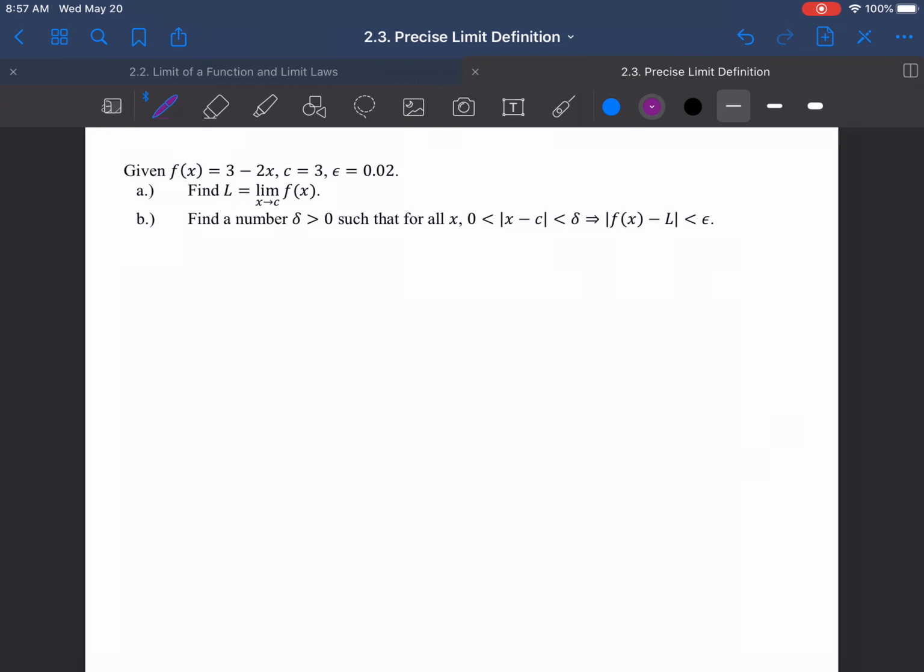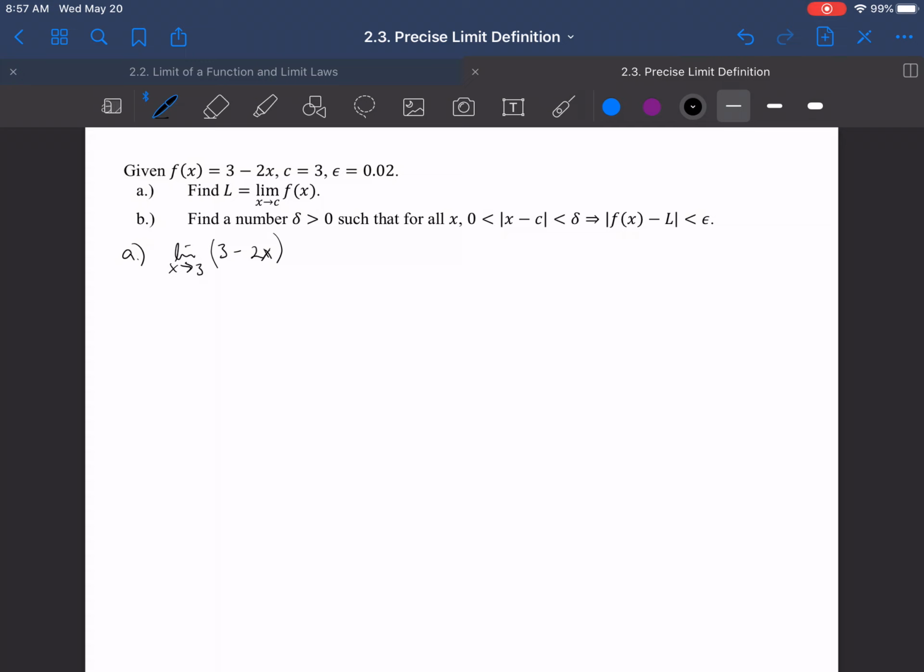All right, let's take a look at this one. So given f of x equals 3 minus 2x, c equals 3, and epsilon equals 0.02. All right, so now the training wheels are starting to come off. We're not being given the limit. We're going to have to find the limit. So let's start with that in part A. Part A, we're going to find the limit, and we need it to go to c. This is c. Okay, so let's find that limit. So we want the limit as x goes to 3 of 3 minus 2x.